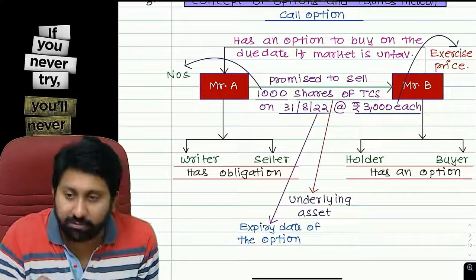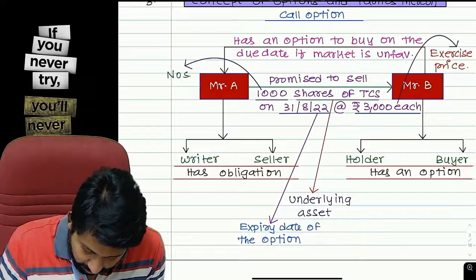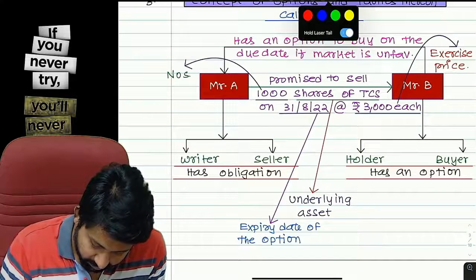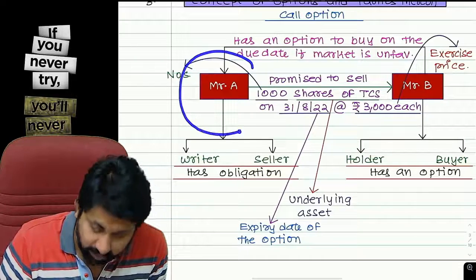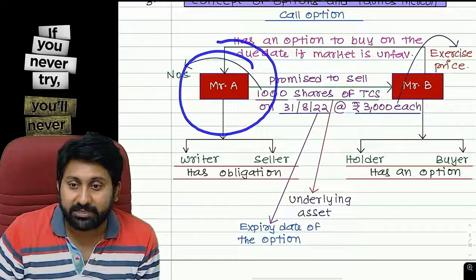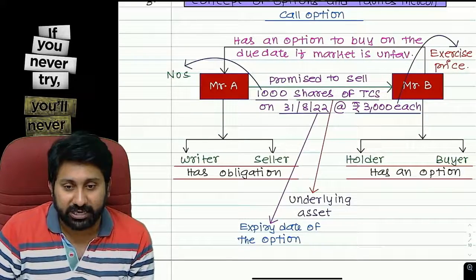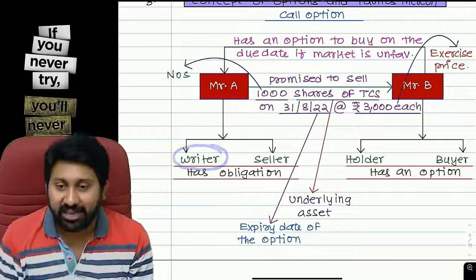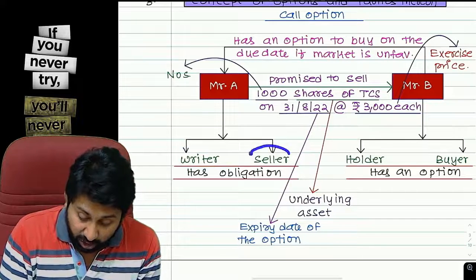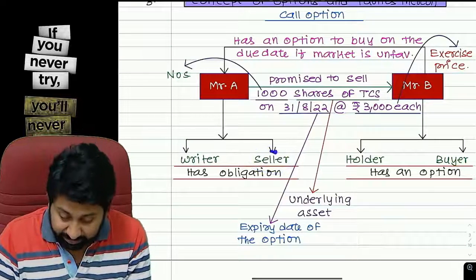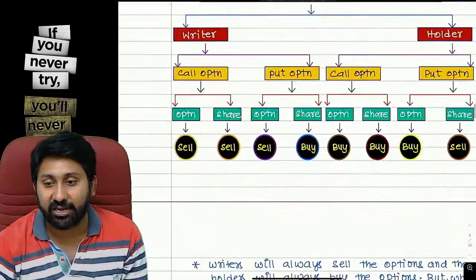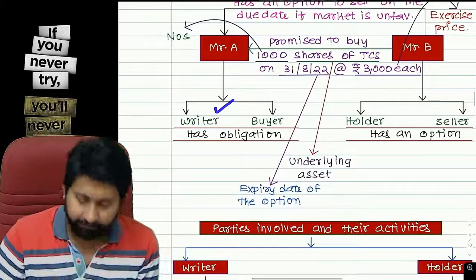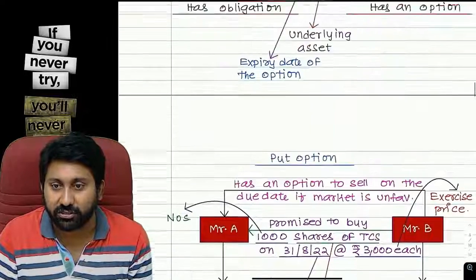So here the terminology is important. A is the person who is promising you to sell, right? That person is called a writer. He will sell you the option. This meaning you can't understand unless and until I show you this example. As of now, understand, he is a writer.